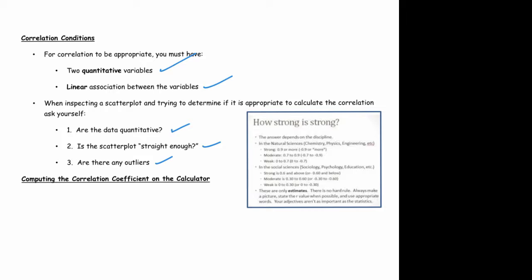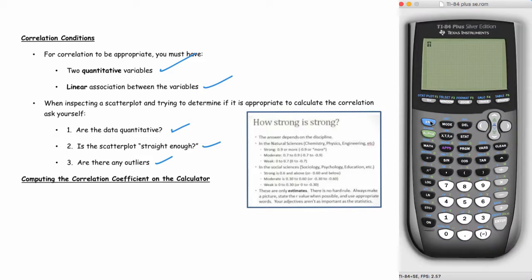So in computing the correlation coefficient on your calculator, the first thing you're going to need to do for most calculators is go and turn the diagnostic on. I'll do that in a second and show you what that means. The first button you're going to push is the second button. I'm going to write the buttons down here. Second, and then you're going to hit 0, to get to catalog.